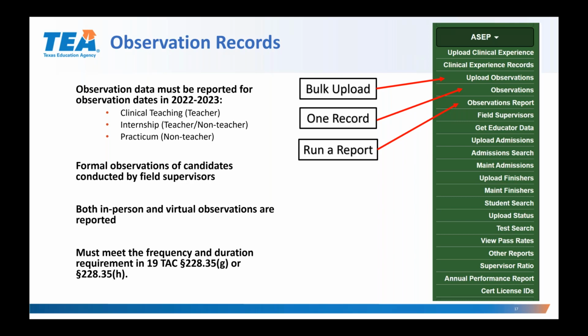Similar to the other records reported in ASEP, the observations may be reported either manually for an individual using the observations link, or for multiple candidates by populating their data on a CSV file and uploading via the Upload Observations link. You may run a report of all observations entered, which is handy as you conduct your periodic reviews of your progress with data entry.